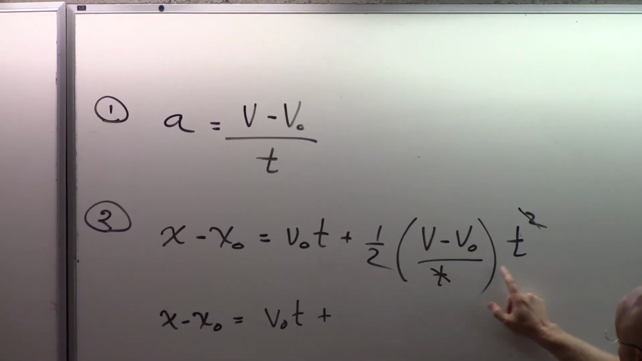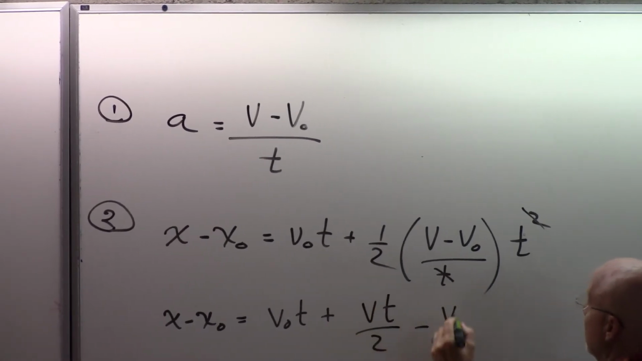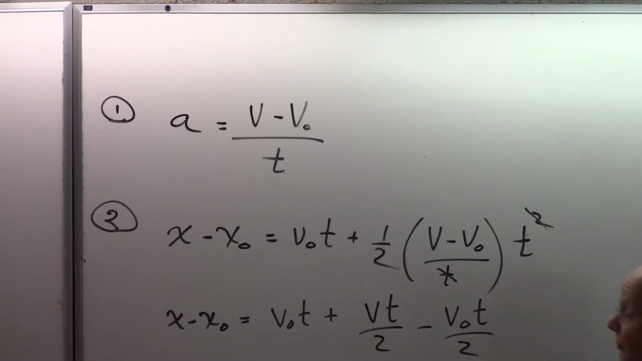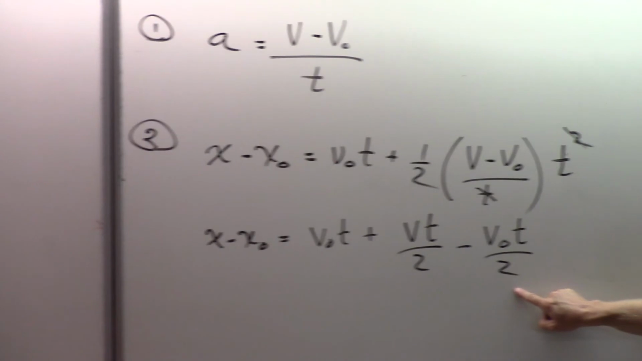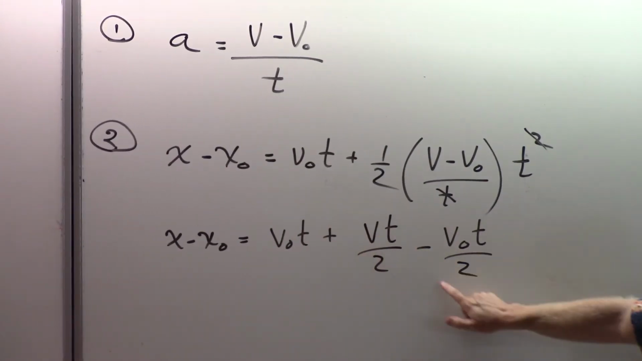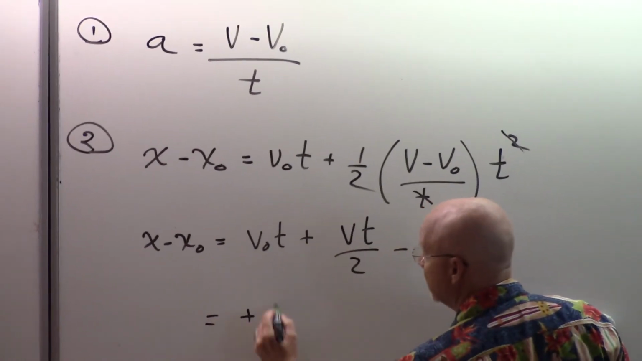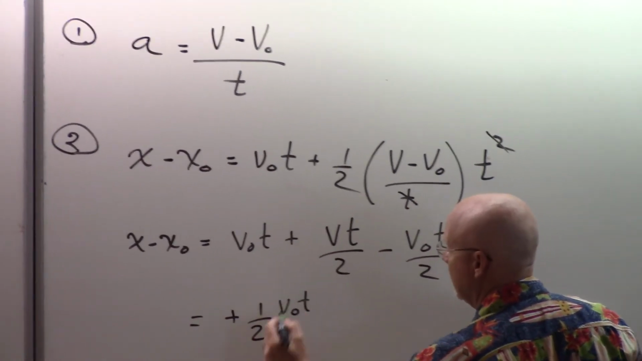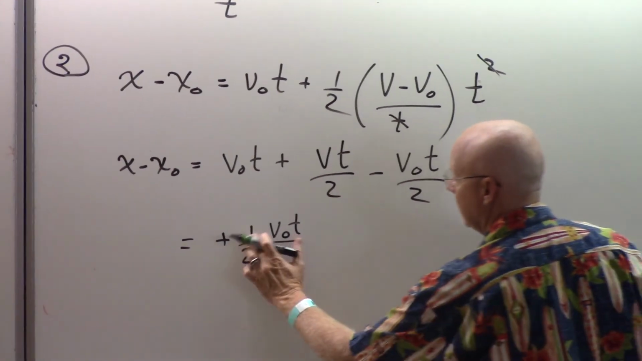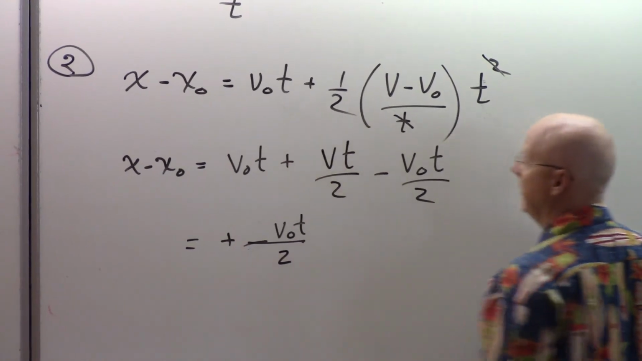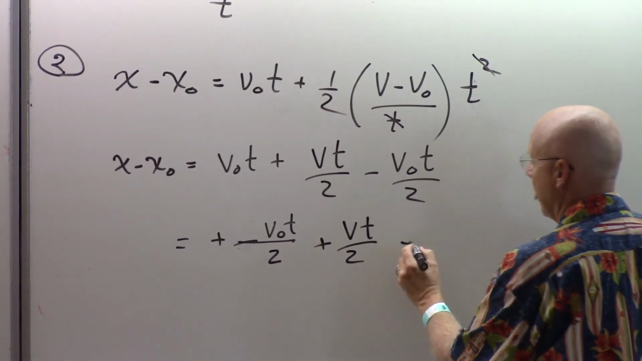And so if you do the distributive property here, you're going to get a vt over 2, and you're going to get a v naught t over 2. You'll also see this first term and last term are the same, although this is a plus 1 and that's a minus 1/2. So when you put those two together, you're going to get a plus 1/2 v naught t. And then, of course, this is vt over 2.